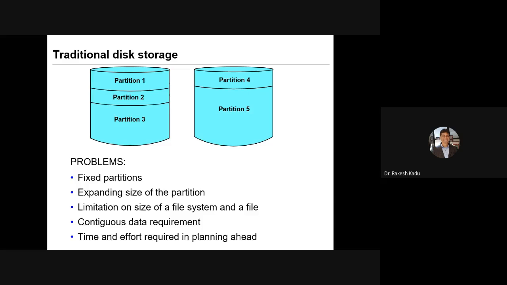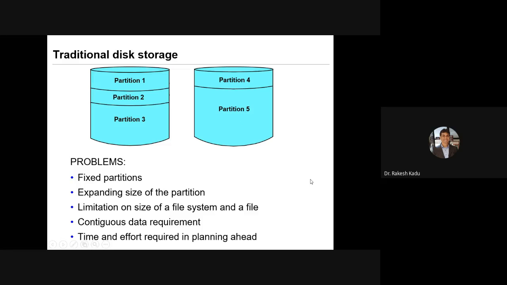It means we have physical storages, and those physical storages are divided into a number of partitions. Just like in the PPT, you can see that we have two physical storages, and each physical storage has different partitions. The first storage has partition 1, partition 2, and partition 3. The second storage has two partitions, that is partition 4 and partition 5.